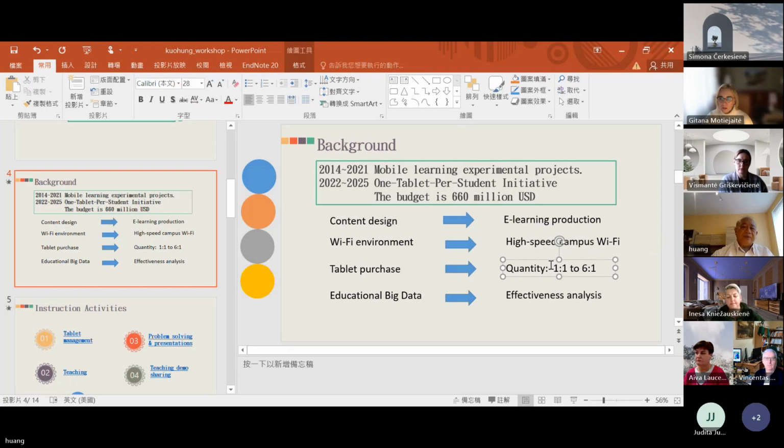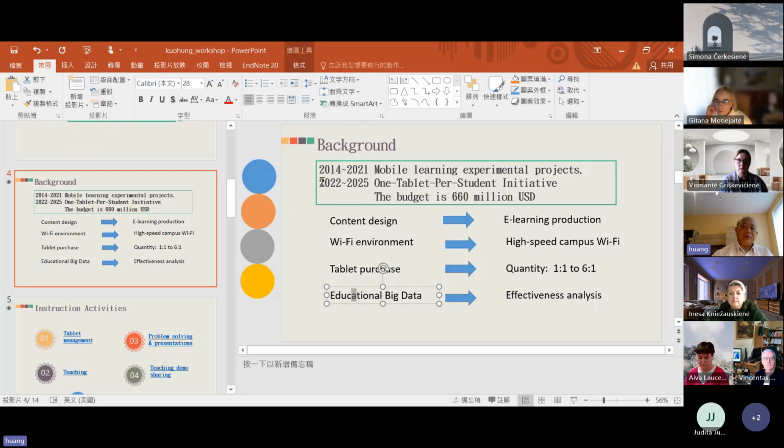Then the school can decide what kind of tablet they will purchase. Some schools will buy iPad, some will use Samsung Galaxy, some use ASUS. So it's up to the schools. And then to evaluate the fairness of this project, there's a research team to analyze the fairness, if this is good or not. So this is the background of this project.